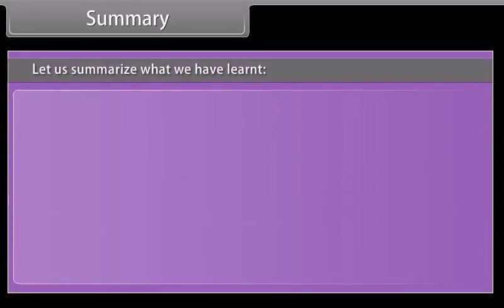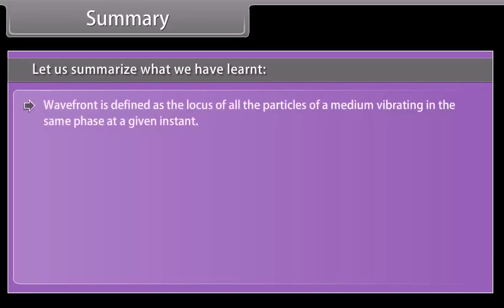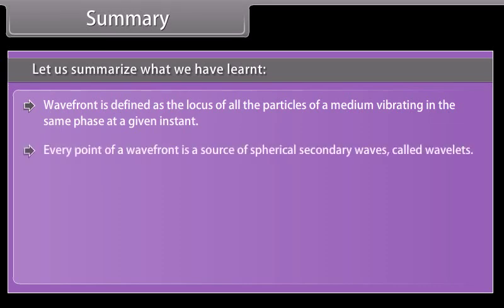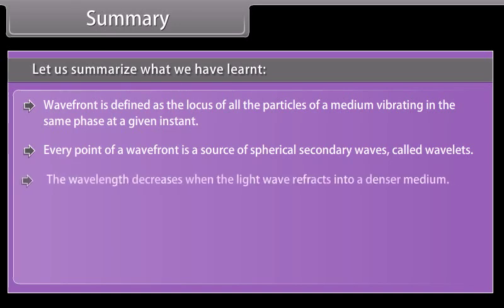Summary. Let us summarize what we have learned. Wavefront is defined as the locus of all the particles of a medium vibrating in the same phase at a given instant. Every point of a wavefront is a source of spherical secondary waves called wavelets. The wavelength decreases when the light wave refracts into a denser medium.